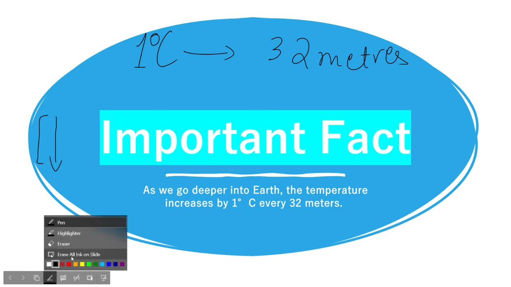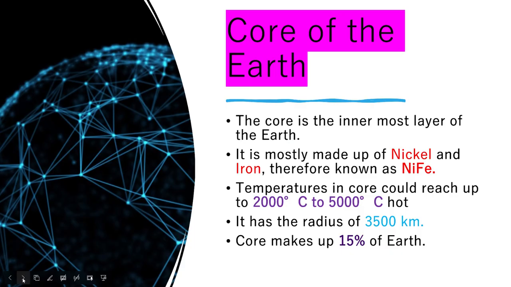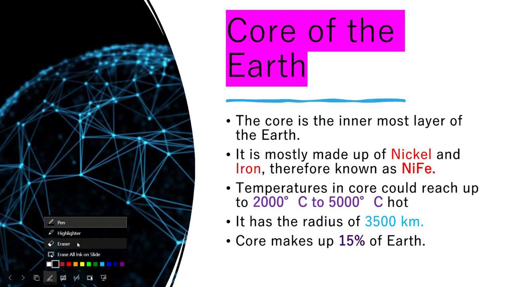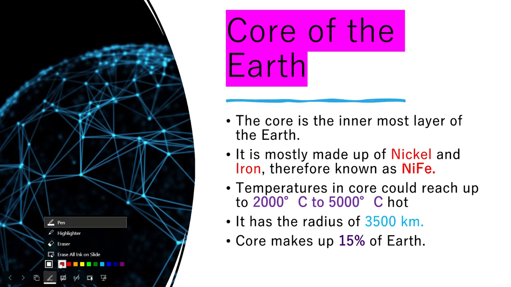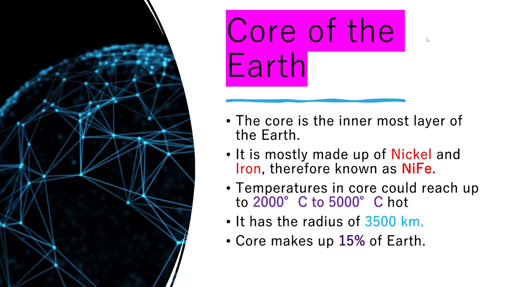Now let's study about the next layer. That's the core. The core is the innermost layer of the earth. It is mostly made up of nickel and iron. Now it's mostly made up of nickel and iron, therefore it's known as Nifi. Nifi. Cute name, right?